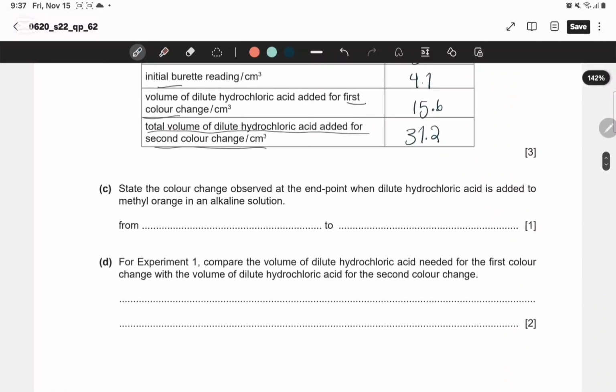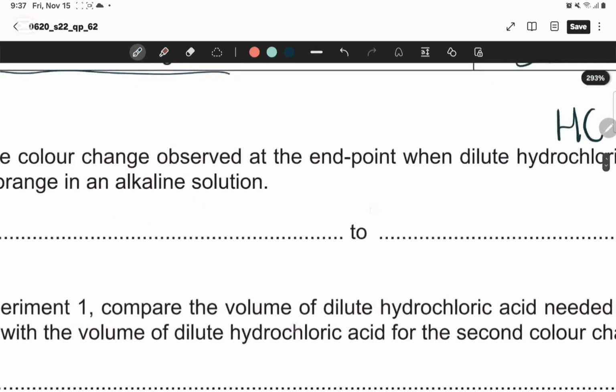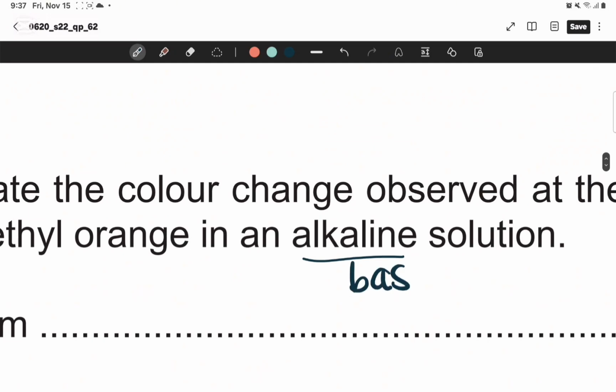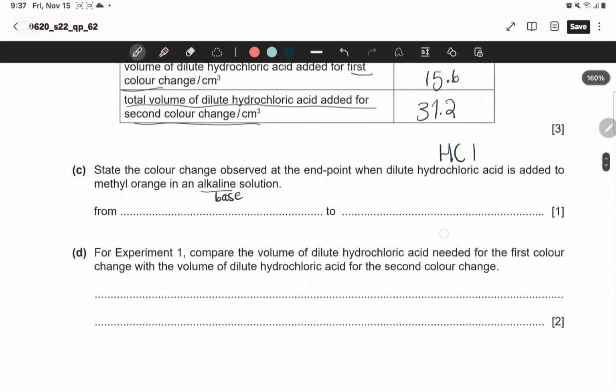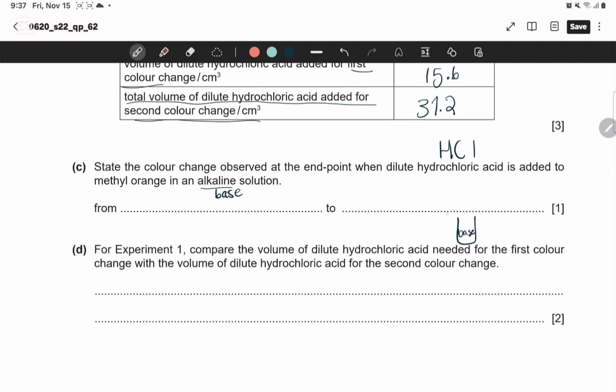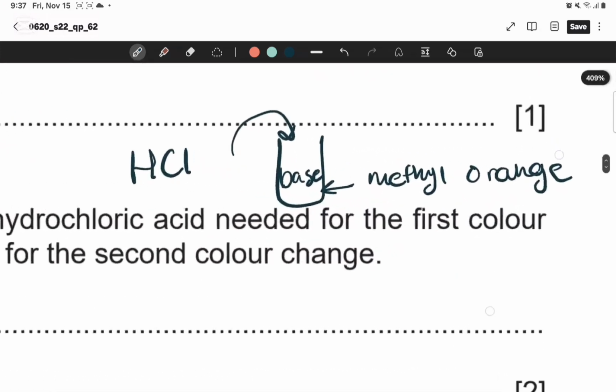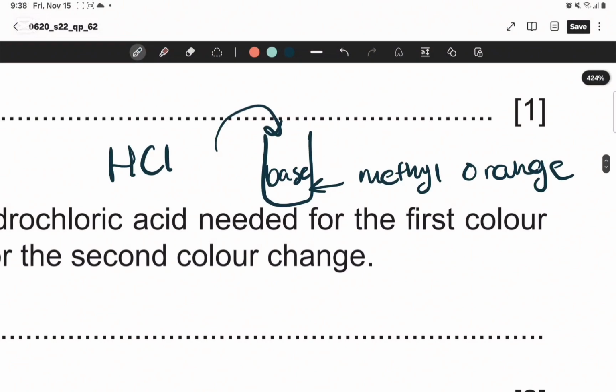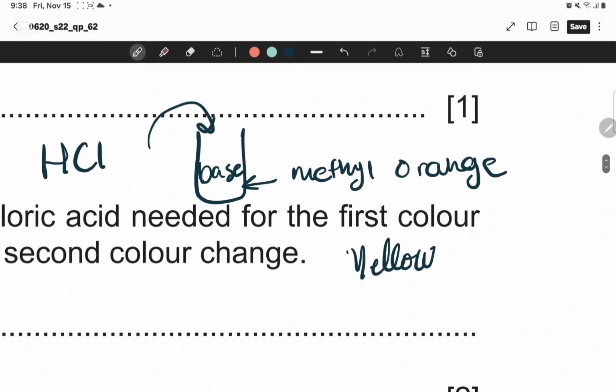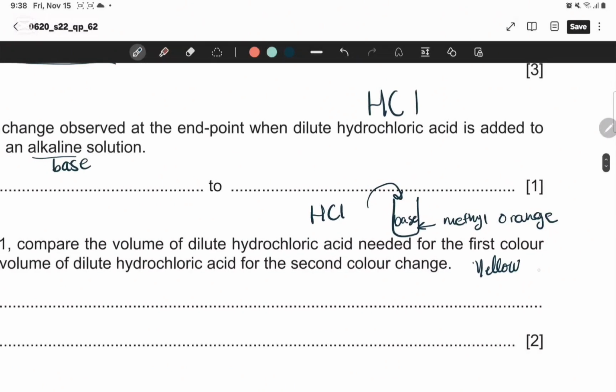State the color change observed at the end point when dilute hydrochloric acid, HCl, is added to methyl orange in an alkali solution. So we know alkali is a base, so here, let's say this is our alkali solution, the base, and then we added the dilute hydrochloric acid, and in the base we have methyl orange. Now if you remember the table I wrote, I don't know which past paper, but I wrote a table. Methyl orange in bases is yellow, but in acids it changes to red.